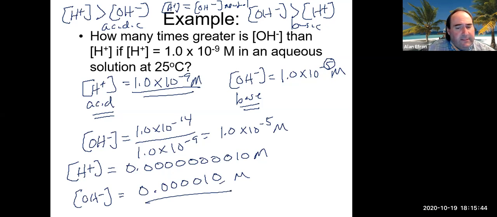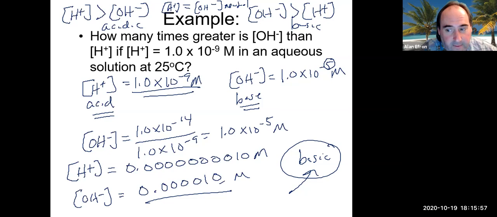So in this particular example, the OH minus is larger than the H plus. So this solution would be basic overall. And by the way, a good point to make right now is that when you are asked the question, is a solution acidic, basic, or neutral?